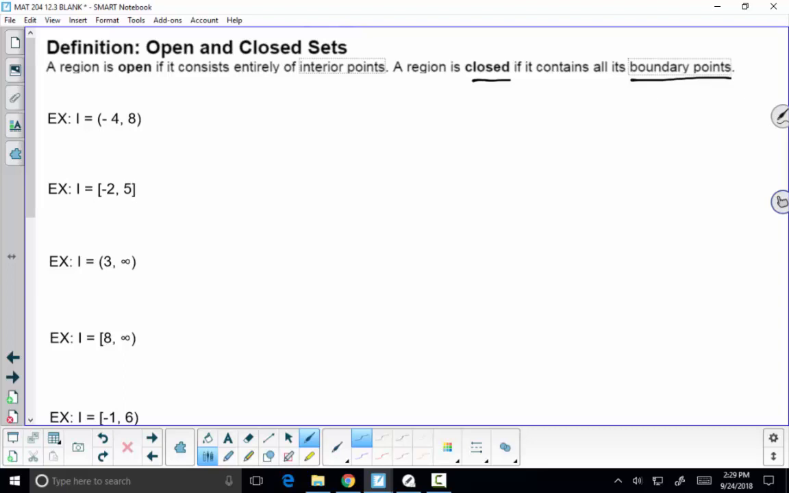Wait, what? You just switched up your. Yeah, you switched your. So it's open and closed. Oh. It's both. Some might call it clopen.